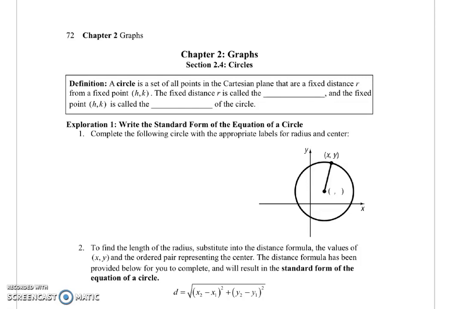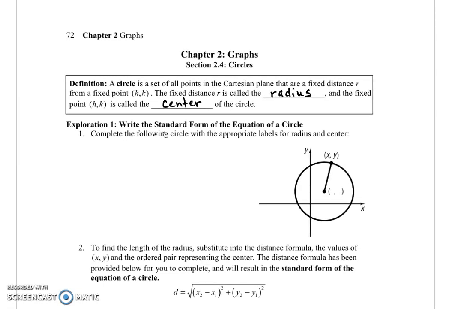So in the last video, we had a very brief overview of how conic sections were created using the geometric shapes of a right circular cone and a plane. Now let's talk about circles. A circle is the set of all points in the plane that are a fixed distance r from a fixed point (h, k). That fixed distance r is what we call the radius, and the fixed point (h, k) is the center of the circle.